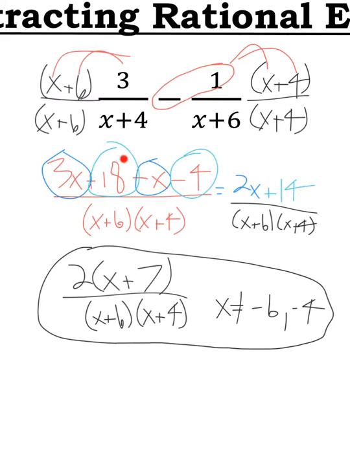Combine like terms, 3x minus x is 2x. 18 minus 4 is 14. 2x plus 14 could simplify because they're both divisible by 2. So that would leave behind 2 times x plus 7. Nothing would cancel out, but x can equal negative 6 or negative 4 because that would make the bottom go to 0 and you can't divide by 0.